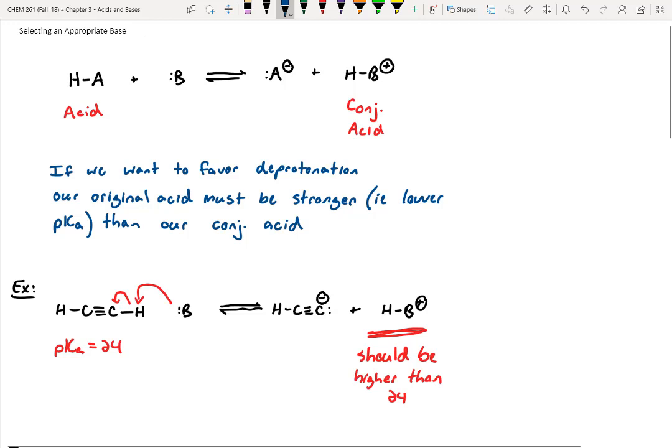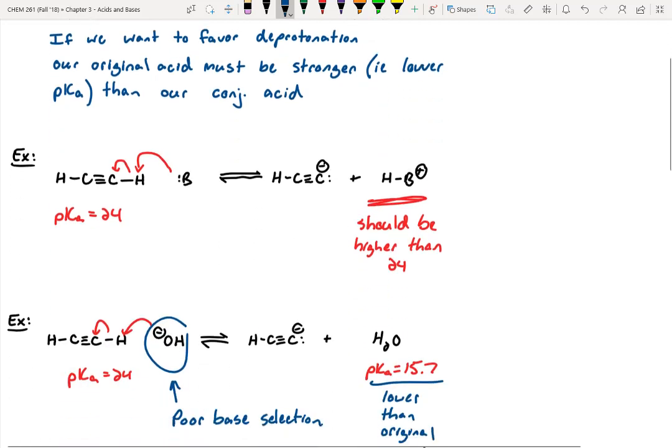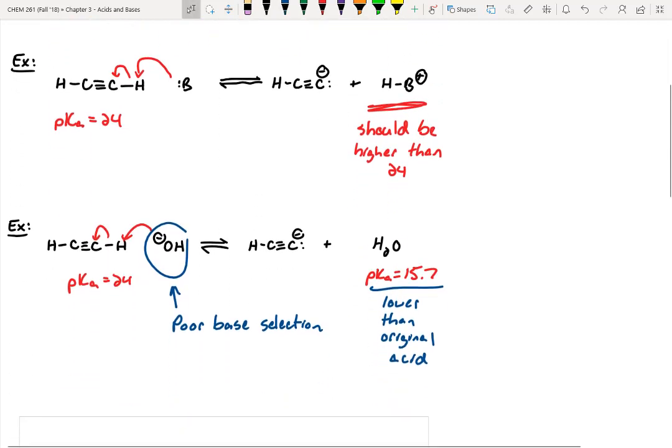All right, so yesterday we talked about selecting an appropriate base. We said you've got two competing acids present in equilibrium. Therefore, the stronger acid should push the equilibrium in the direction you want it to go, right? In this case, we said our conjugate acid for our base should have a pKa much higher than the acid that we're trying to deprotonate. And we saw an example of how some common bases like hydroxide just aren't good enough to deprotonate organic molecules.